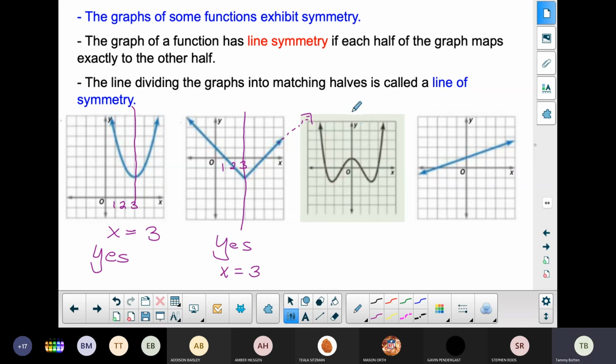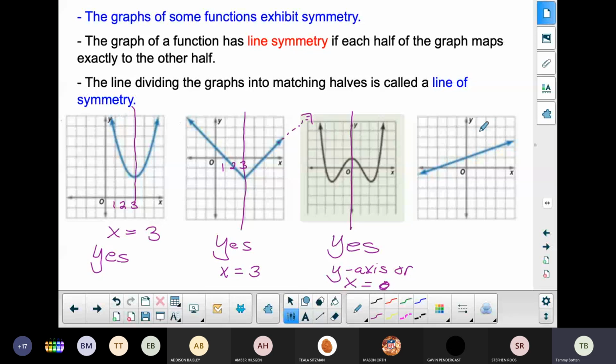If I look at this one, if I drew this vertical line and folded the left and right sides, the left and right sides would match up. And so this one does have line symmetry. And this line here is actually the y-axis, or you could name it as x equals 0. Either of those is fine.